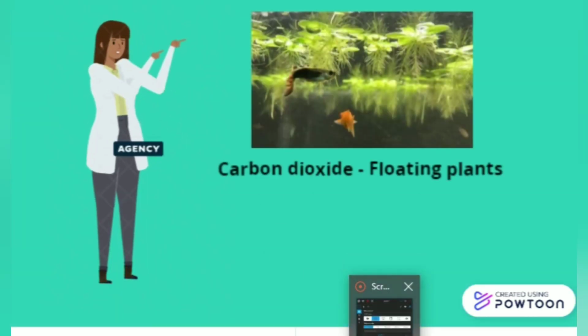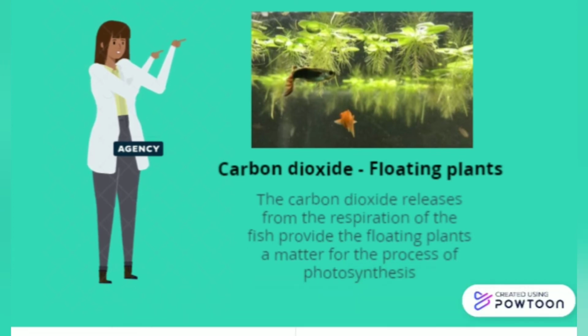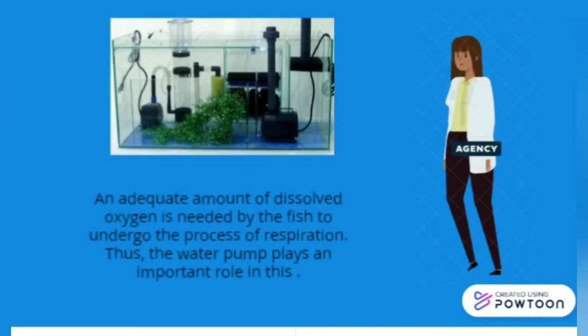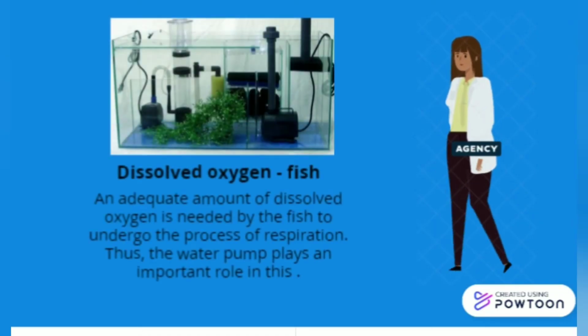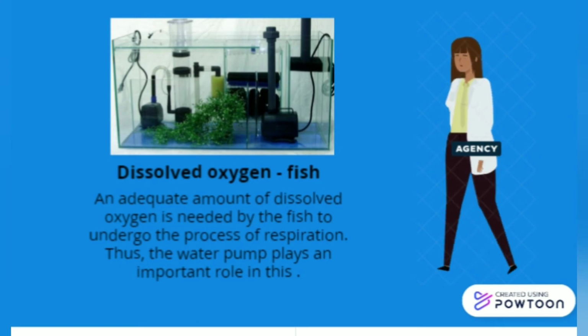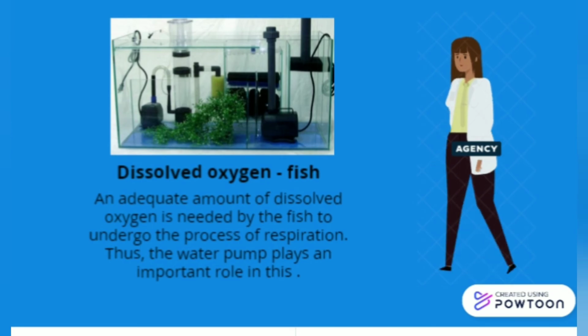So next is the carbon dioxide and floating plants relationship. The carbon dioxide released from the respiration of the fish provides the floating plants with a material for the process of photosynthesis. Next is the relationship between the dissolved oxygen and the fish. An adequate amount of dissolved oxygen is needed by the fish to undergo the process of respiration, thus the water pump plays an important role in this.